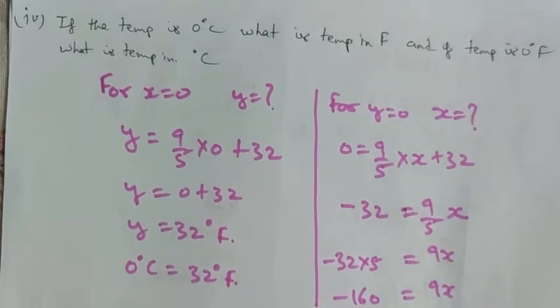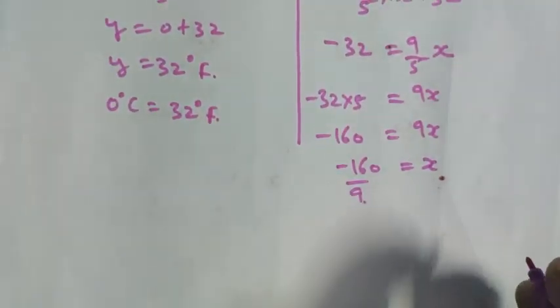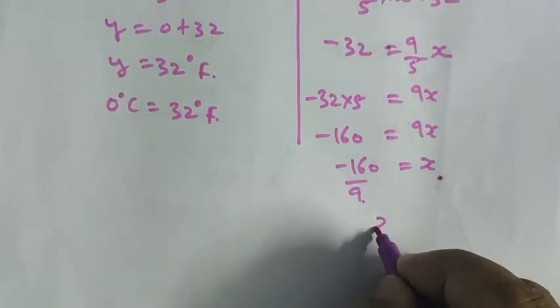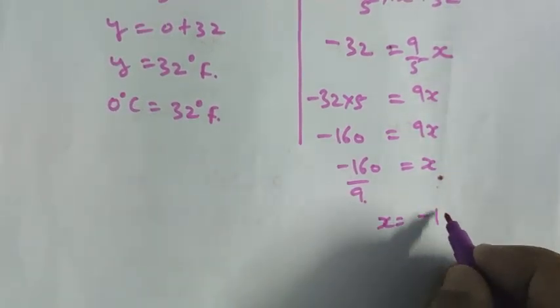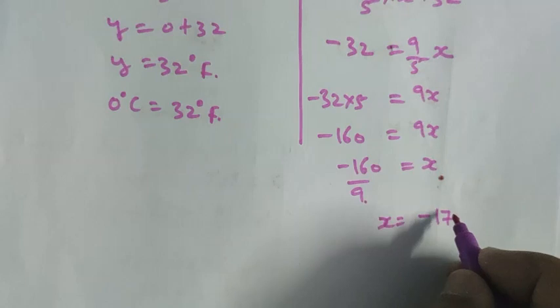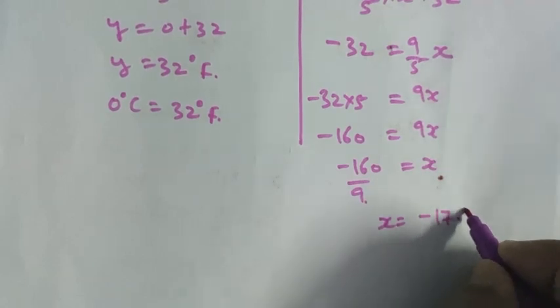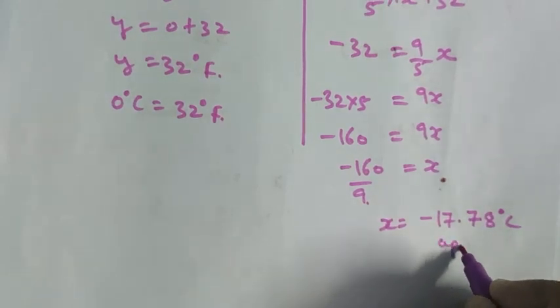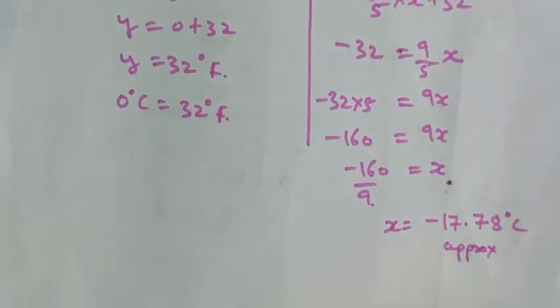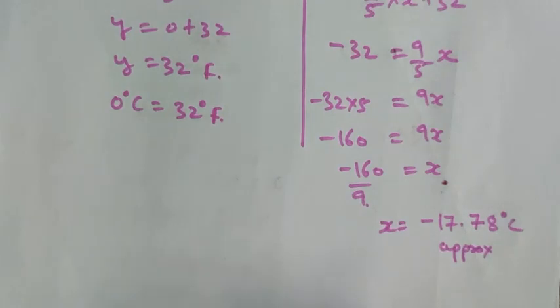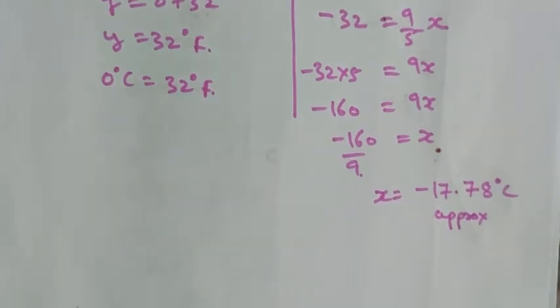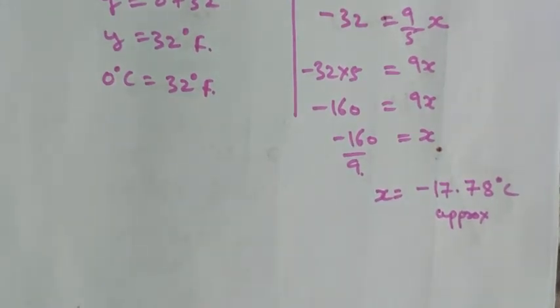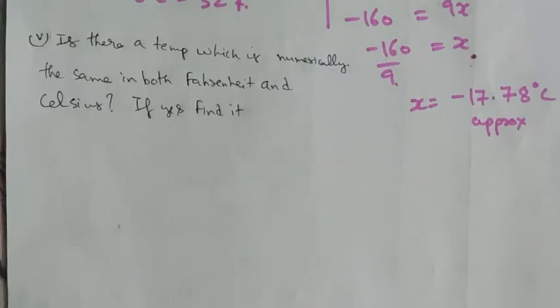So when we solve it, you will get the value x equals minus 17.77, that is approximately minus 17.78 degrees Celsius. This is the approximate measurement. Okay, 17.77, so we'll round it off to 17.78 degrees Celsius. Now the last part of the question, is there a temperature which is numerically the same in both Fahrenheit and Celsius scale?